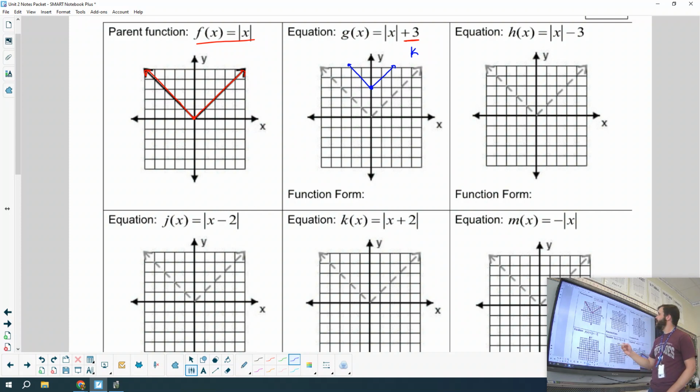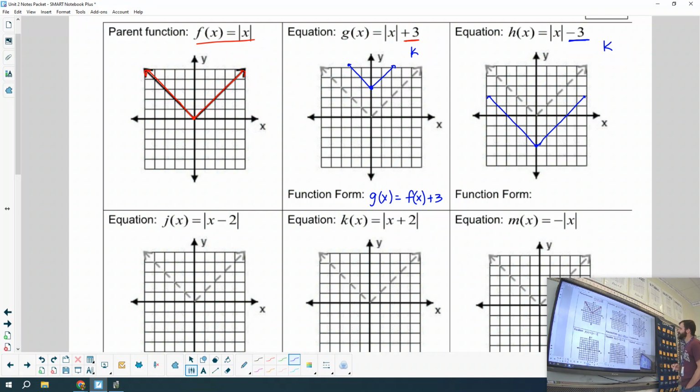All right, so for our function form, this is going to look kind of weird. We have a g of x, and for function form, all you do is you write the change in the original. So all we did was take our original f of x and add 3. Okay, that's it. Now for my equation here, h of x equals absolute value of x minus 3. This is going to be the same, except that's my k, and for this one, I'm just going to go down 3.